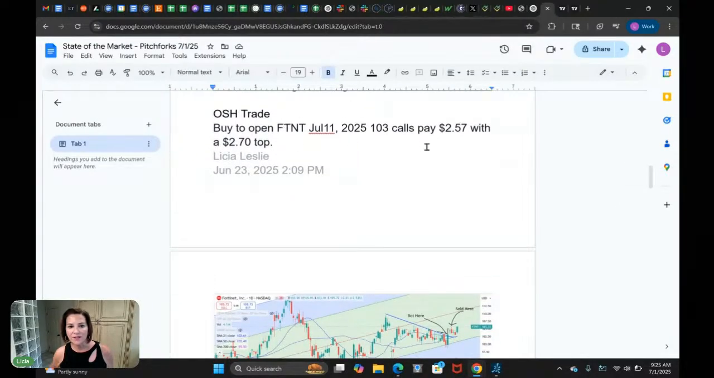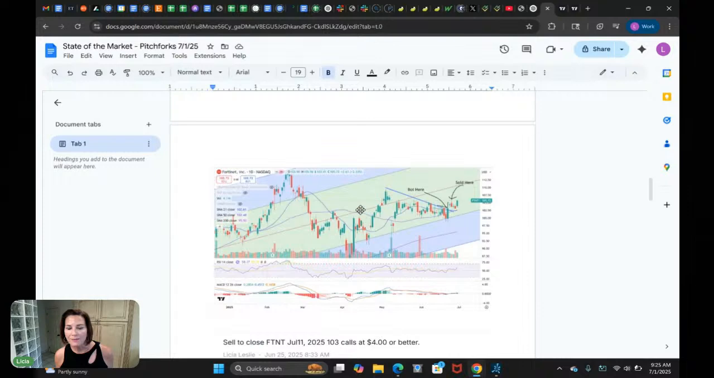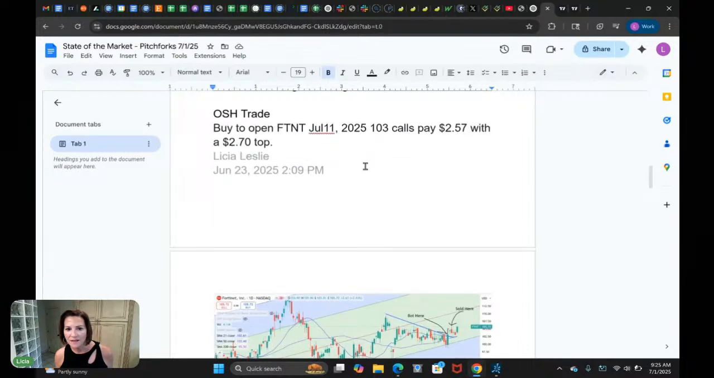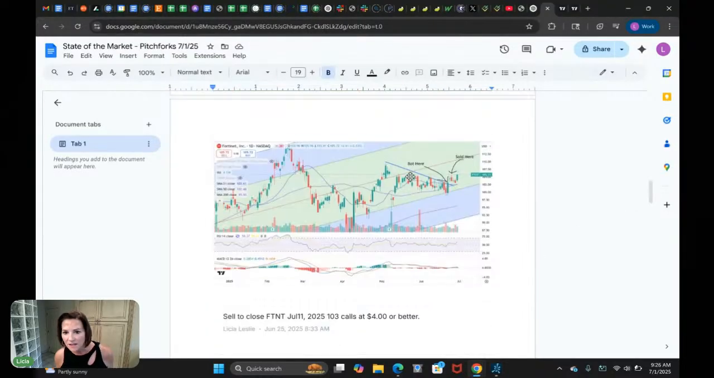In Option Shopper the other day, we bought FTNT calls on the 23rd and sold them on the 25th. I paid $2.67 and we sold them at $4. A nice 49% gain in 2 days. Here it is on the chart. It's kind of hard to see there.